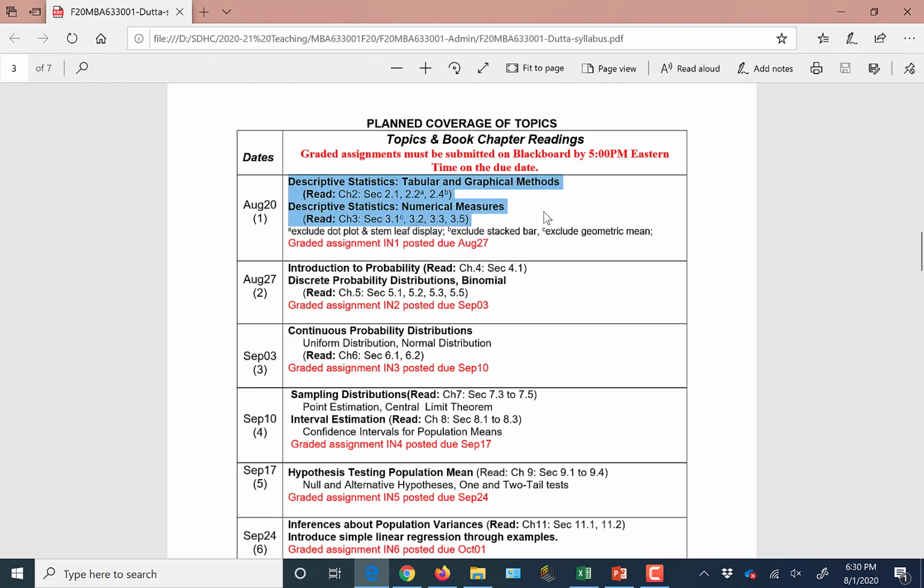Just be careful not to spend time reading sections that are not explicitly listed here. So the sections that are explicitly shown here are the ones that you should focus on.